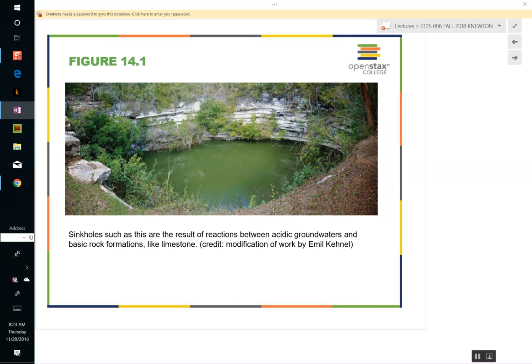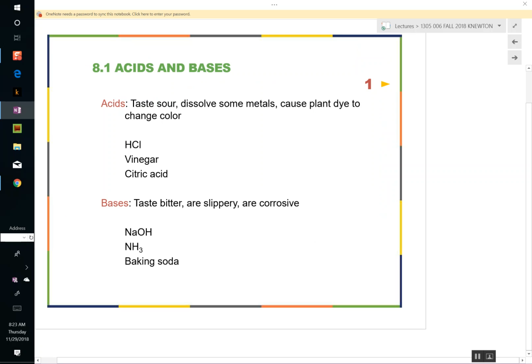Okay, yeah, this is coming out of the OpenStax textbook. Yeah, acidic groundwater, eroding limestone away, and you get a sinkhole. It's actually taking away the limestone, and finally then it collapses.